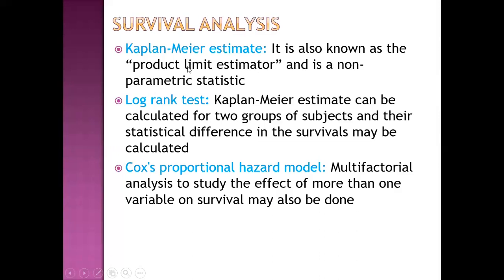So there are three survival analysis methods. One is Kaplan Meier estimate. It is also known as the product limit estimator, and it is a non-parametric statistic. Second is log rank test. Kaplan Meier estimate can be calculated for two groups of subjects, and their statistical difference in survival may be calculated using log rank test. Then Cox proportional hazard model. Multifactorial analysis to study the effect of more than one variable on survival may also be done using Cox proportional hazard model.